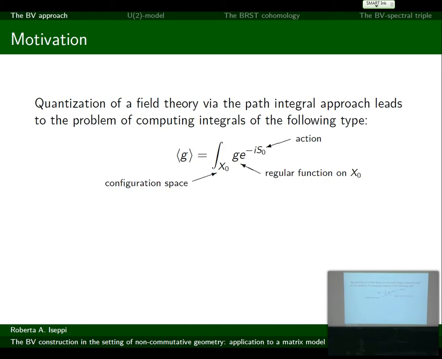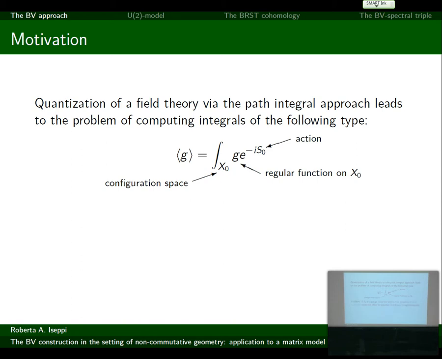So this is the context in which the BV formalism appears, and it appears with the quantization of a field theory. So when we try to quantize a field theory with the path integral approach, we have the problem of solving this kind of integral, where x0 is the configuration space, s0 is the action, and g is a regular function over the configuration space. So more or less on the right, we have our theory, and on the left, we have this expectation value of the function. So we have some computable stuff.